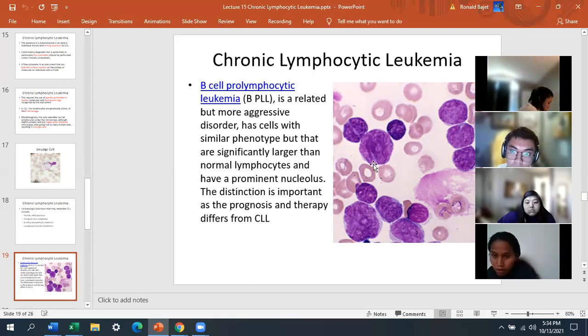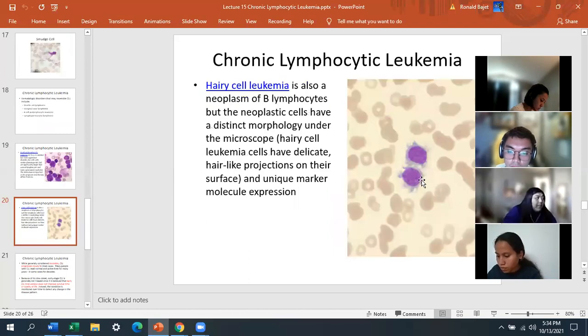You see a little cleft here and a cleft there and a cleft here. So these are not normal cells. This was labeled as a prolymphocyte. It's a little bit older than the blast stage, but not mature, so that puts it in the prolymphocytic category. The stages of maturation for lymphocytes are blast or lymphoblast, next is prolymphocyte, and then the mature lymphocyte. Here is another type of leukemia.